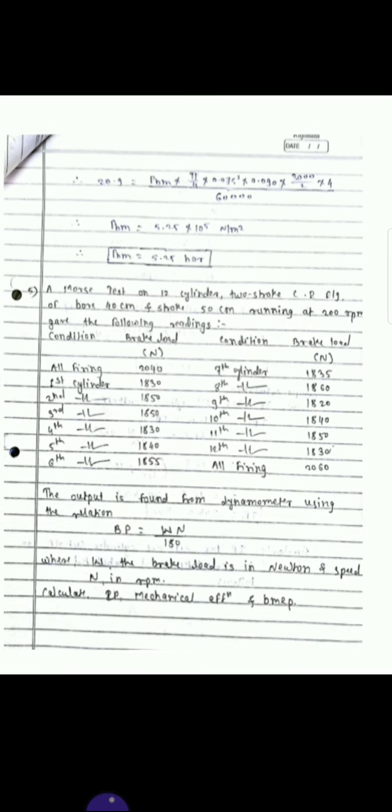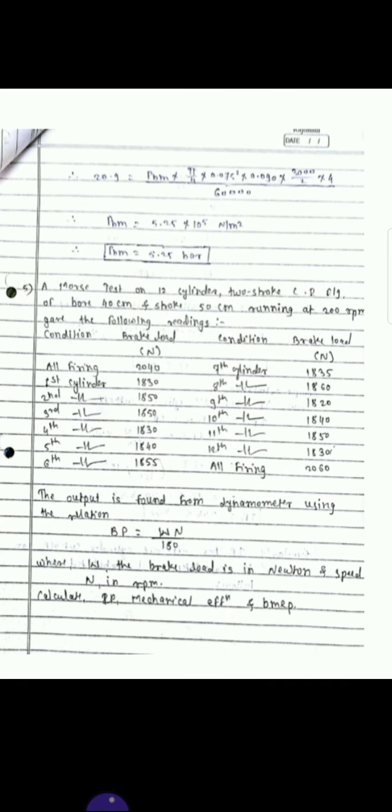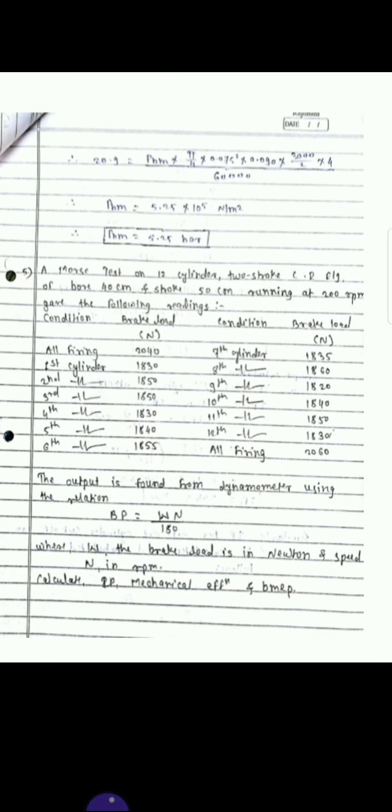The next problem is also related to the Morse test. Once you understand the previous problem, you can easily solve this problem also. So we'll see what is given in this problem. A Morse test on 12 cylinders. We can say that K value equals 12, number of cylinders. It is a 2-stroke engine, that means small n equals capital N.